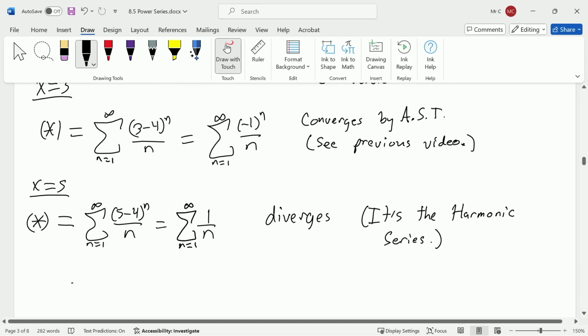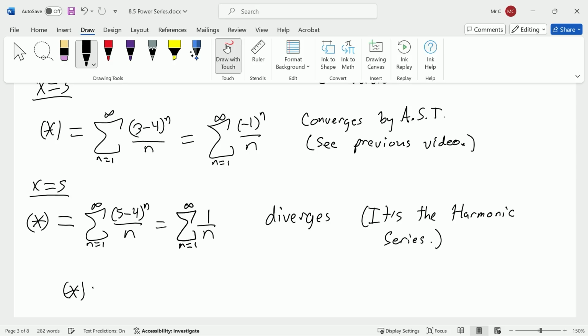So finally, star, the series we're concerned with, converges on the interval from 3 to 5, including 3 but not including 5. That is, 3 is less than or equal to x is less than 5. Okay, so that's it for that one.